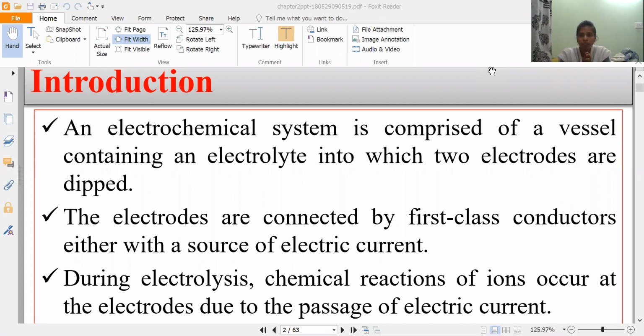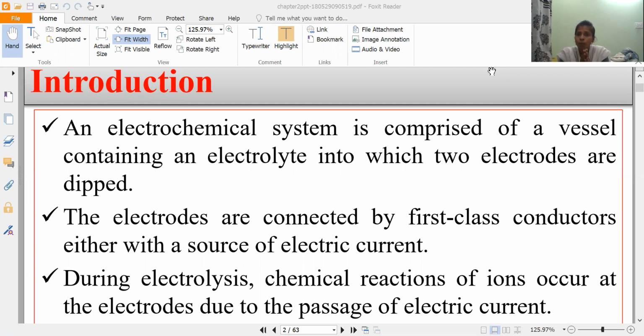But before that, let us see what is the difference between the electrodes and the cells. An electrode is nothing but a single electrode, either anode or cathode. Whereas a cell is a combination of two electrodes, anode and cathode. So every cell is comprised of two electrodes. One is acting as an anode and another one is acting as a cathode.